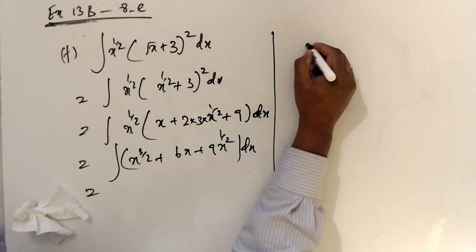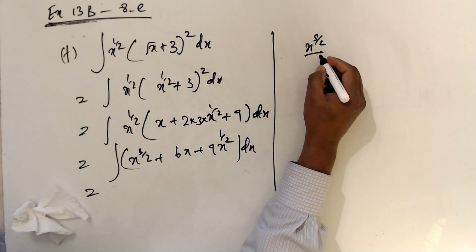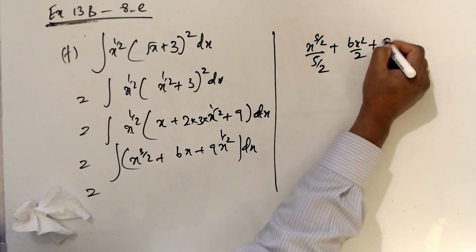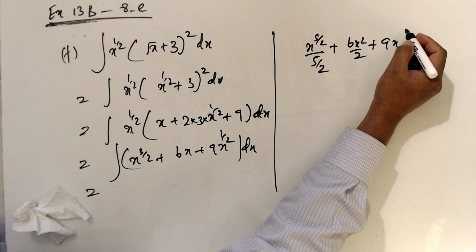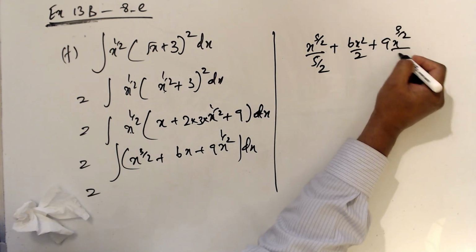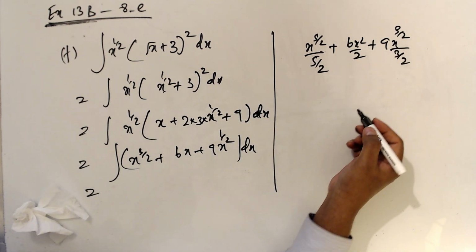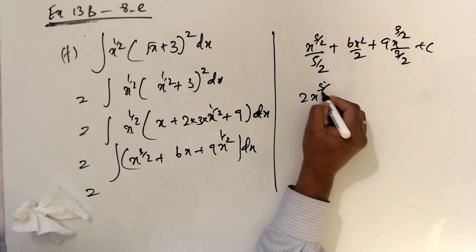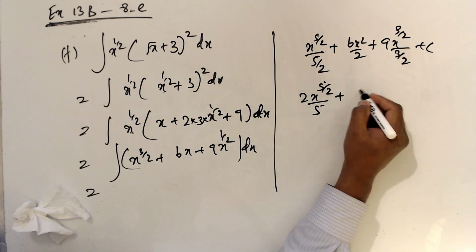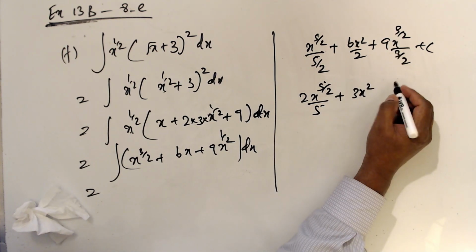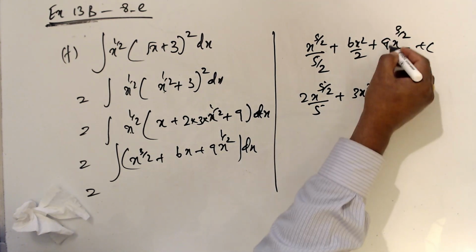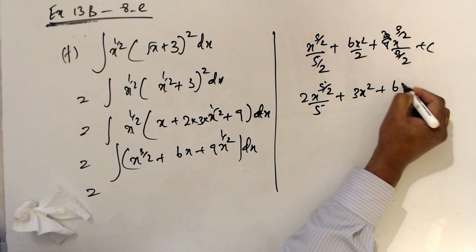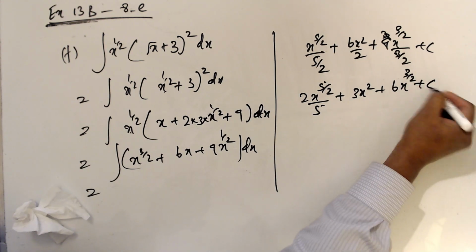So this is x^(5/2) over 5 over 2, plus 6x square over 2, plus 9x^(3/2) over 3 over 2, plus c. So this is 2x^(5/2) over 5, and 3x square, plus this is 3 to cancel out, 2 times 3 is 6x^(3/2) plus c.